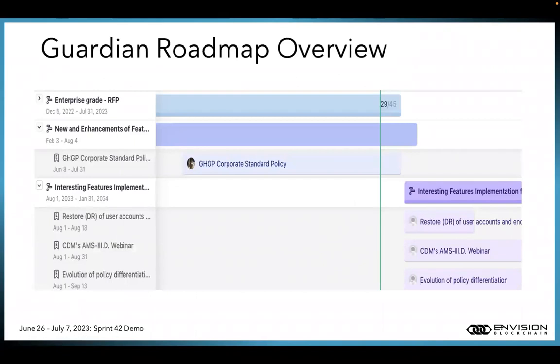So just a quick overview of the Guardian roadmap. Again, this is open source. Anybody can see that. All you need to do is install the Zenhub extension in Chrome, and when you go to the Guardian GitHub repo, you will be able to see a tab to quickly open that up and see what's going on there. As you can see, we are continuing our work on the GHGP corporate standard policy. We have updated the policy and we are working on the documentation and a better structure, and testing it. And we are also working on the notification feature.